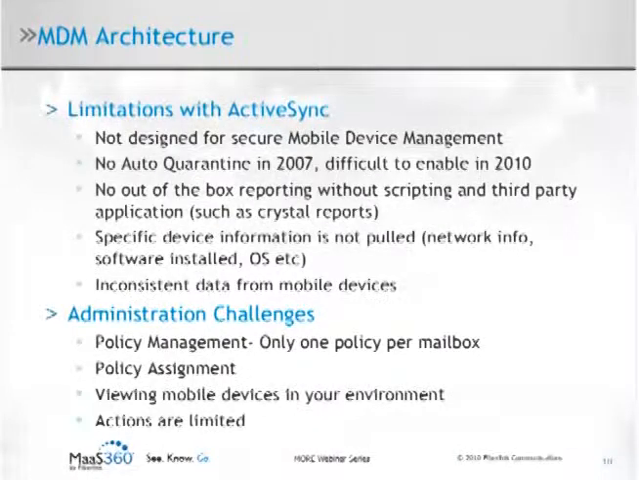As you probably know with ActiveSync, when you go into a particular user's mailbox, you have to go into the mobile device view and then drill down to see what policy they're in. But at a quick glance, you can't really say who's in what policy. Viewing mobile devices in your environment, again, you have to drill down. There's no nice view where you can see how many Androids and how many iPhones are in my environment.